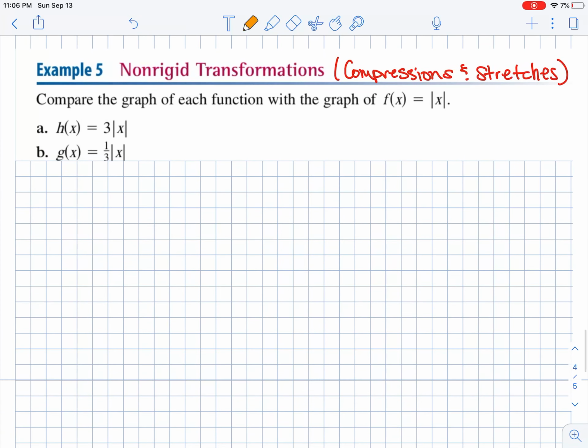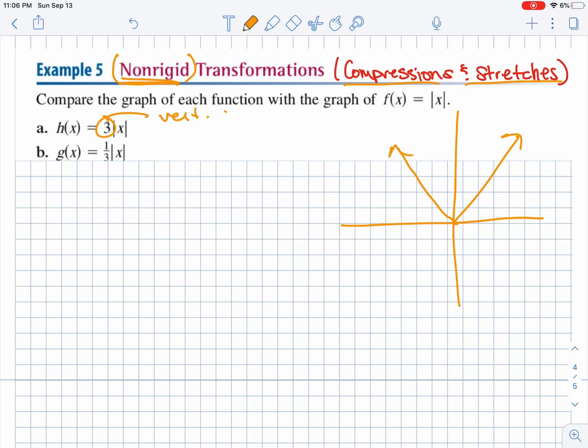Okay, and then these are the compressions and stretches, or in other words, non-rigid, which we don't really use that term in math. I haven't seen it ever, but the book likes to call it non-rigid, but we call them compressions and stretches. This parent function looks like this. It's our absolute value function.